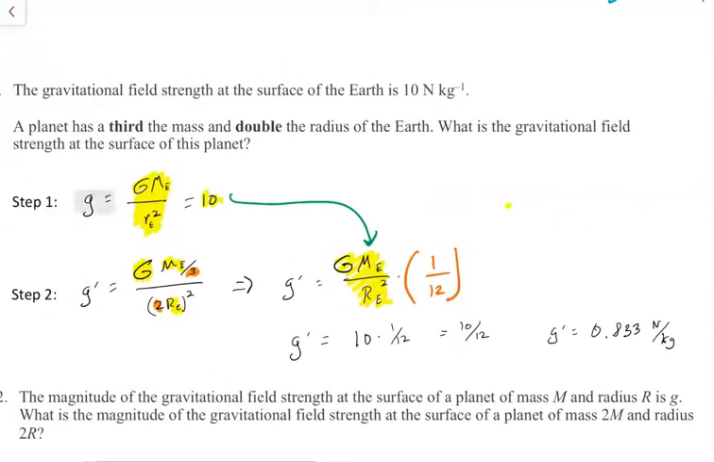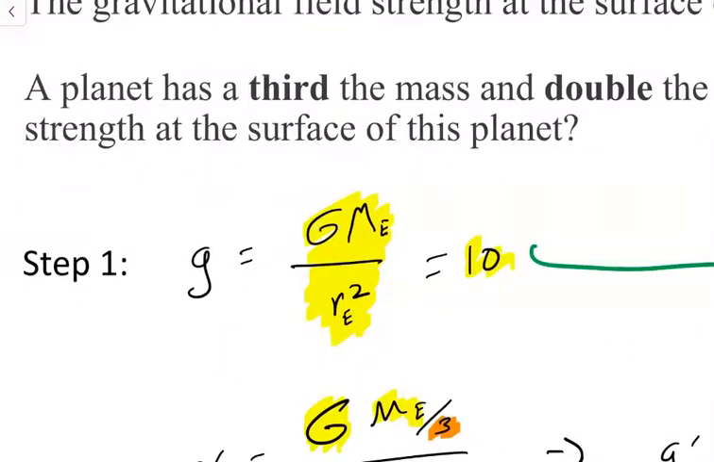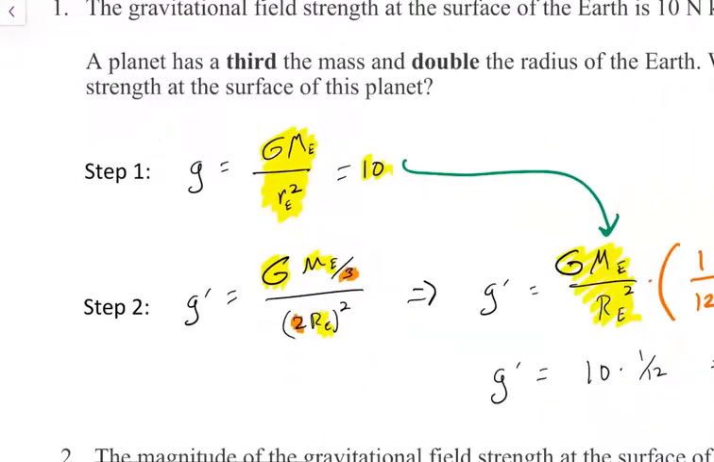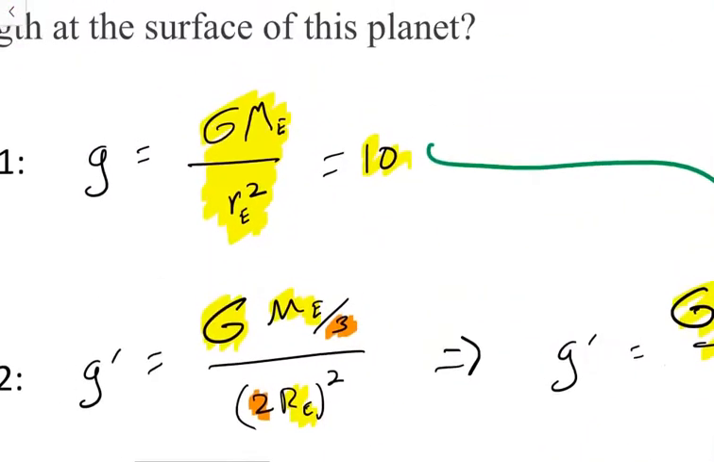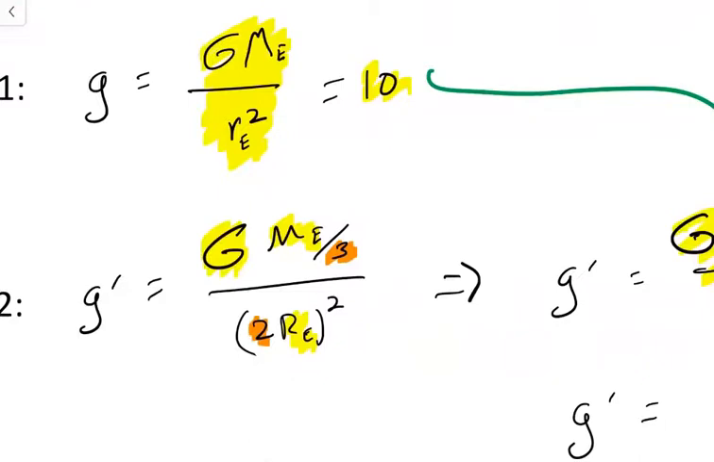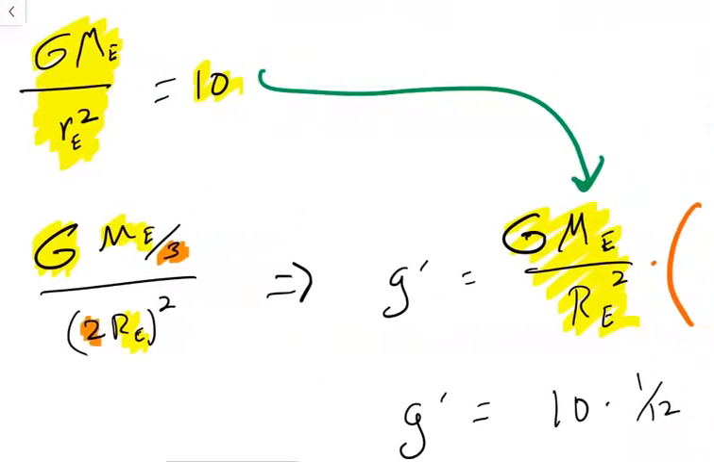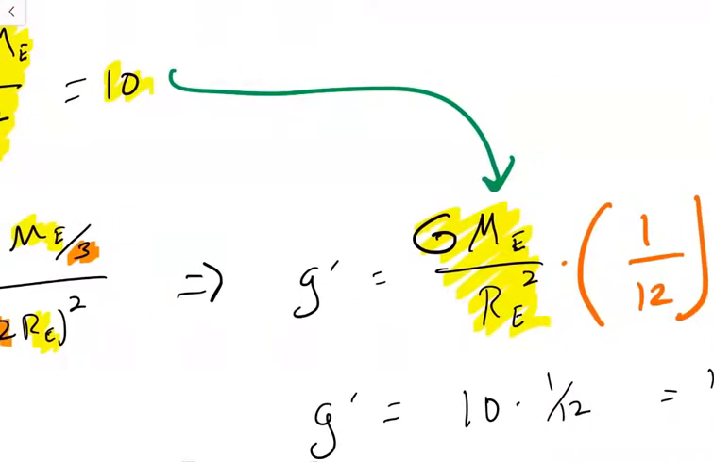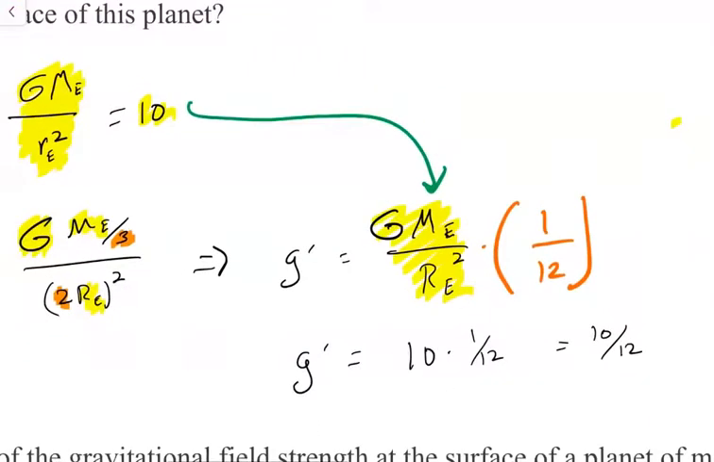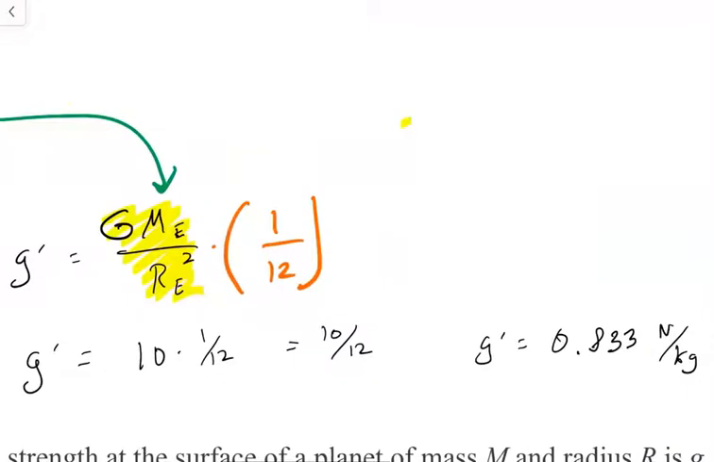So step one, identify our base equation. And then step two, identify what has happened to our new variables. And then factor out everything that is in the base equation so we can plug that value in. Sometimes we might not actually have 10. You might just have to plug G in. And we could also see this as G times 1/12.